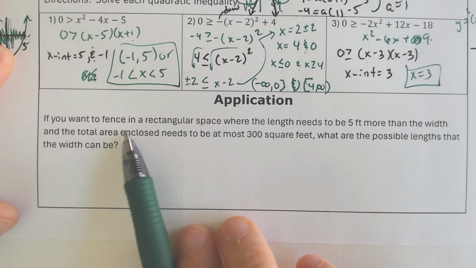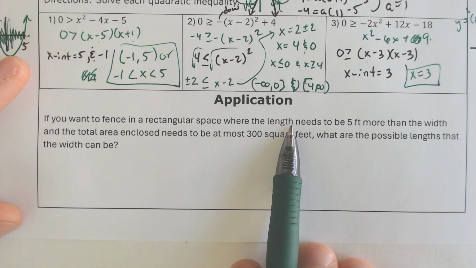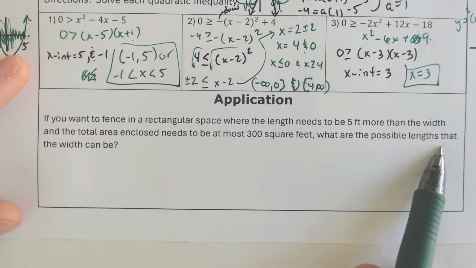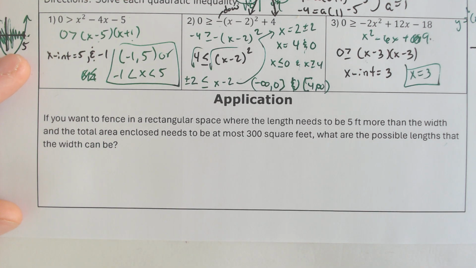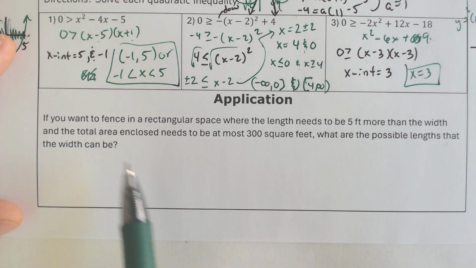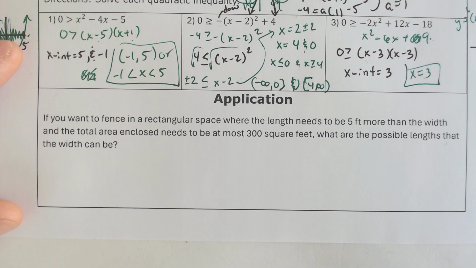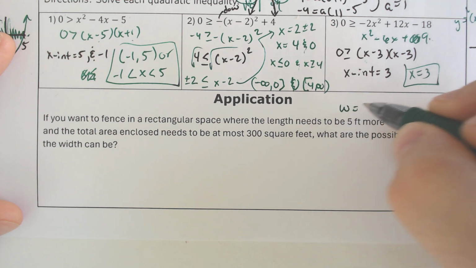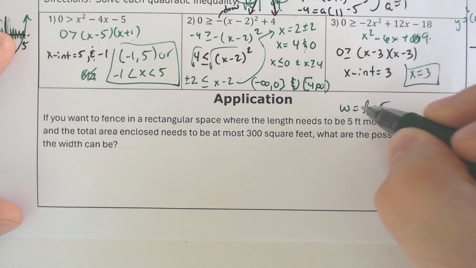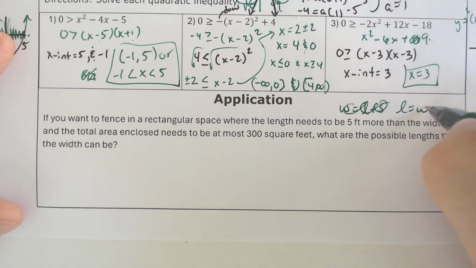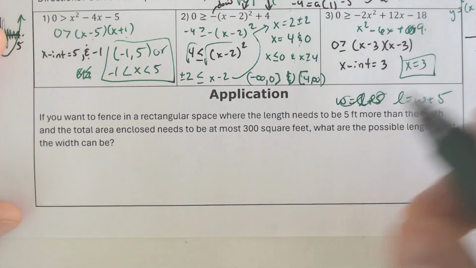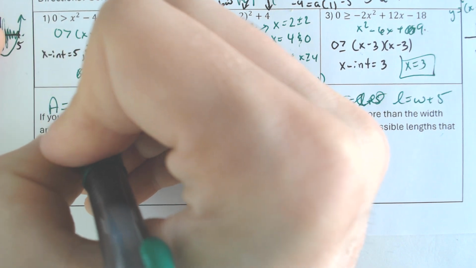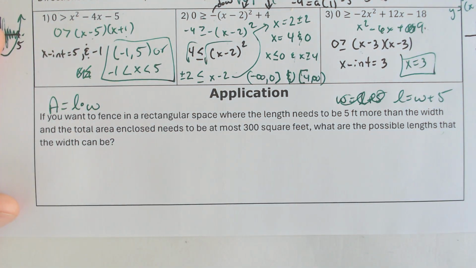If you want to fence in a rectangular space where the length needs to be 5 more than the width, and the total area enclosed needs to be at most 300 square feet, what are the possible lengths and widths? So we know the length is equal to the width plus 5, because the length needs to be 5 more than the width. We also hopefully know from geometry that the area of a rectangle is length times width.